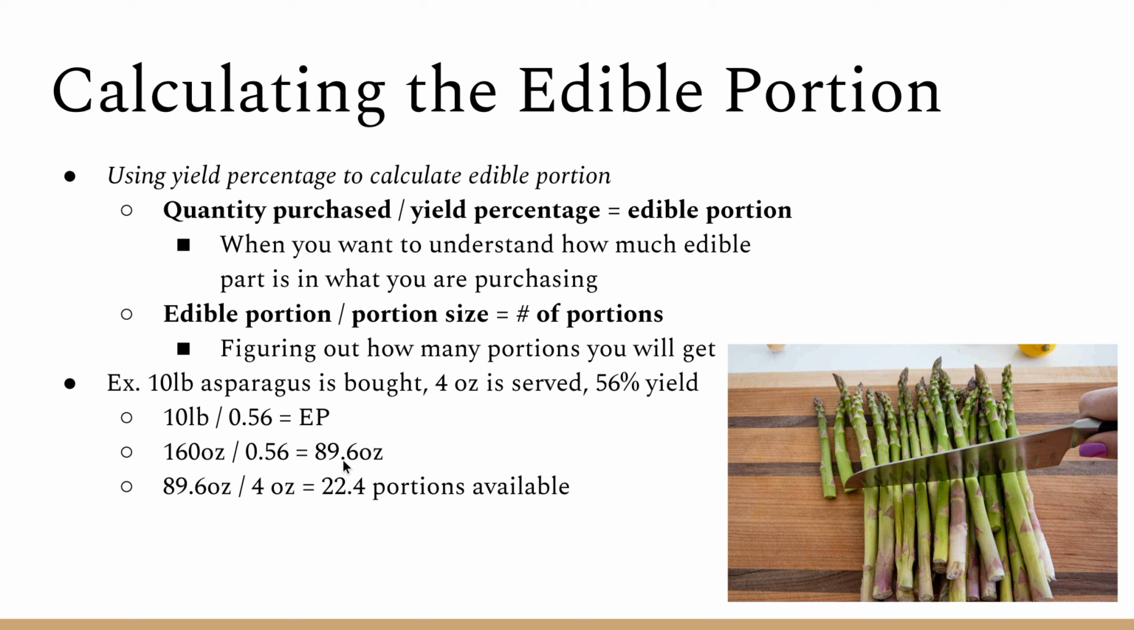That gets us 89.6 ounces of asparagus trimmed, ready to go. That is our edible portion. And then the next step here is discovering how many portion sizes or how many portions we can get out of that. So I take 89.6 divided by 4, and that gets us 22.4 portions available.